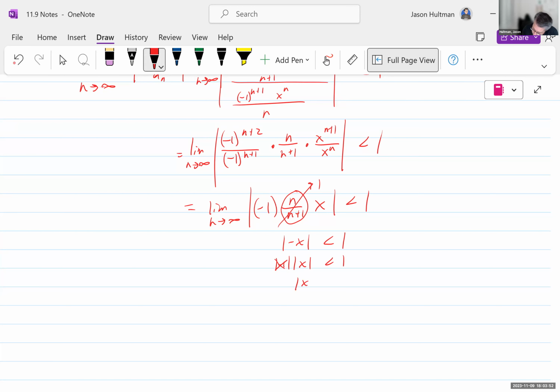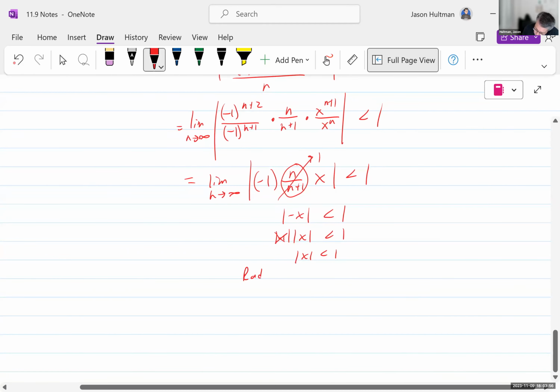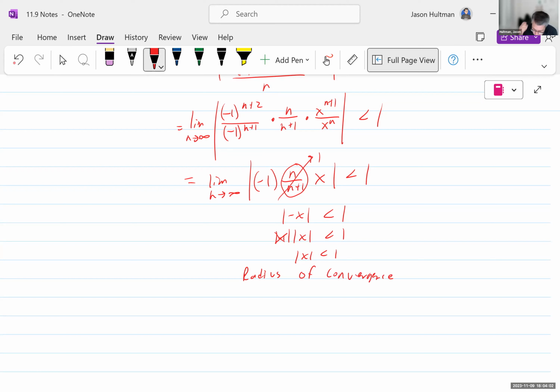And so we get the absolute value of x is less than 1, which tells me that the radius of convergence for the power series is r equals 1.